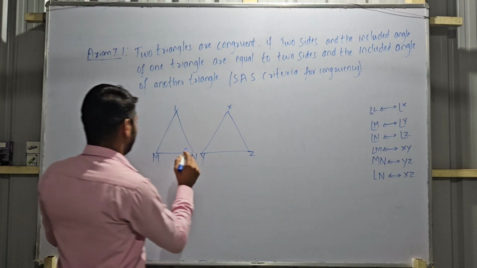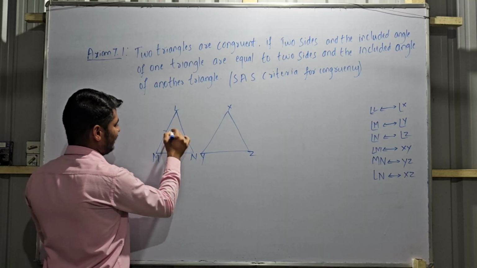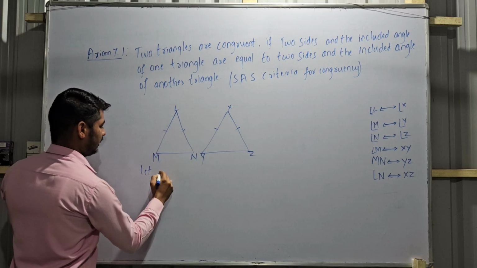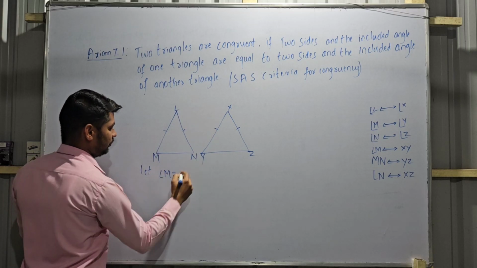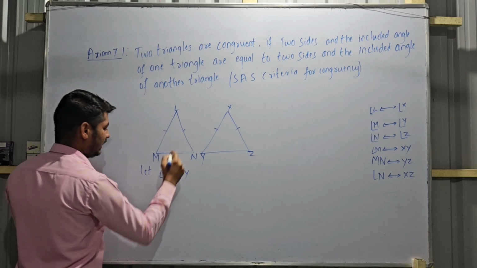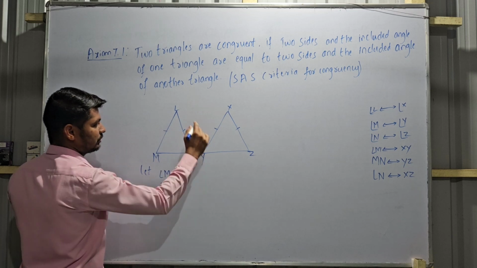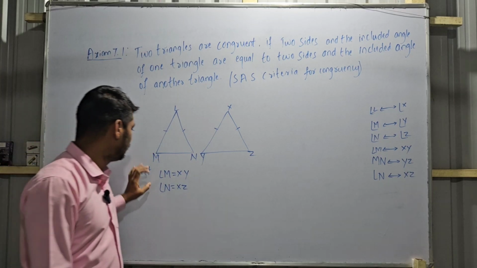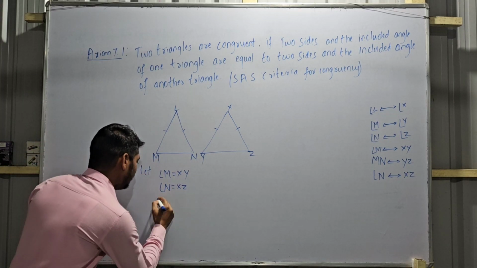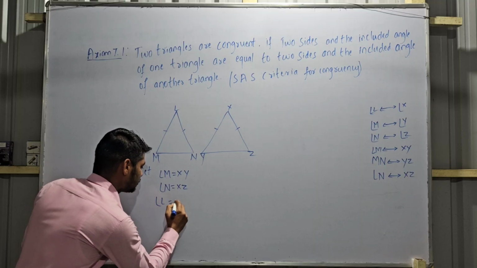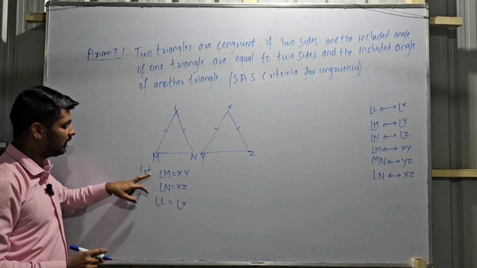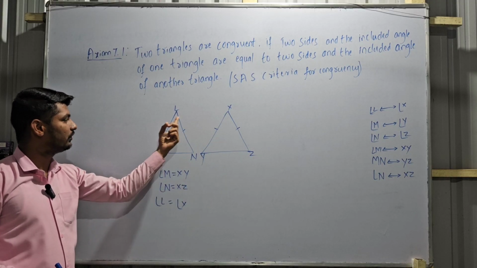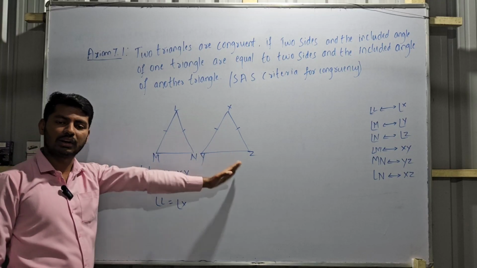Clear? So here, suppose LM equals XY, LN equals XZ, and angle L equals angle X. See here, two sides and the included angle of those two sides of one triangle are equal to those of the other triangle.